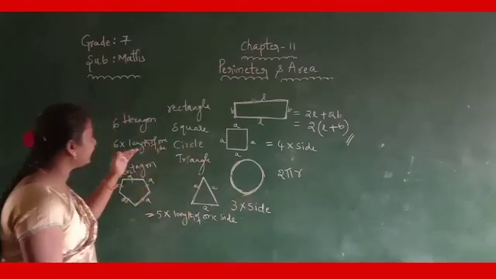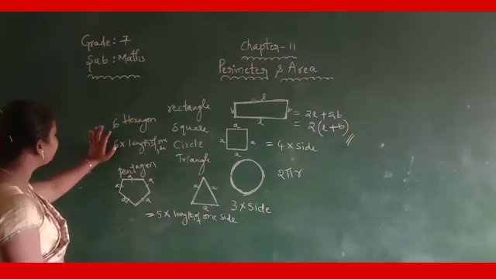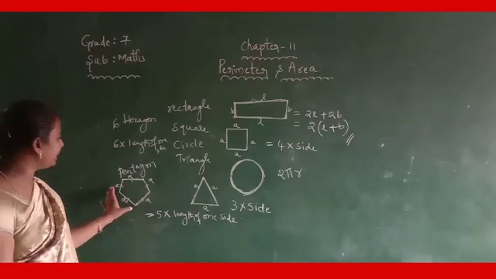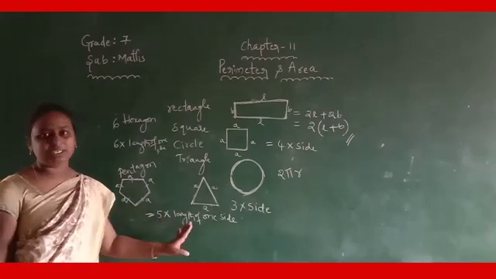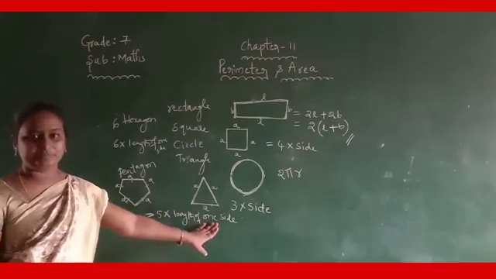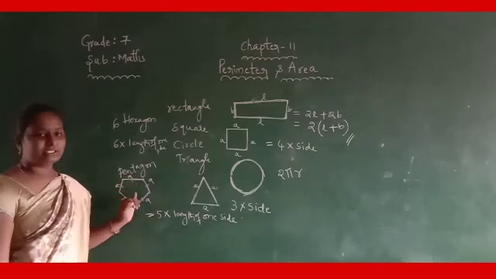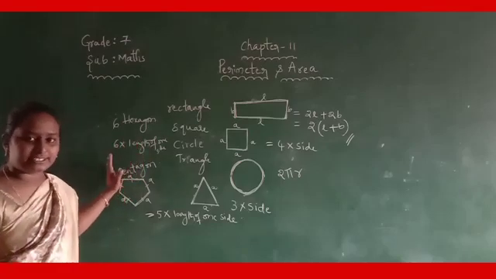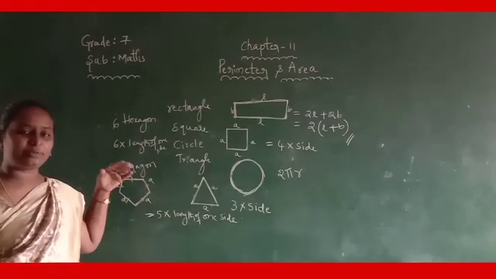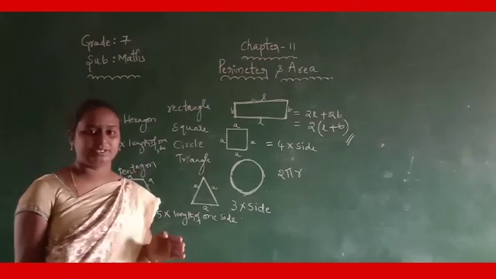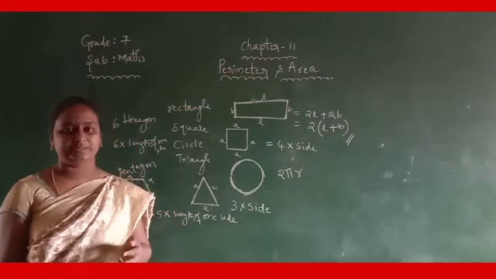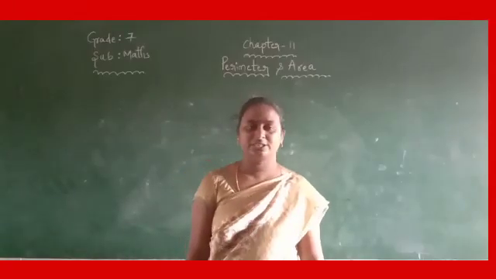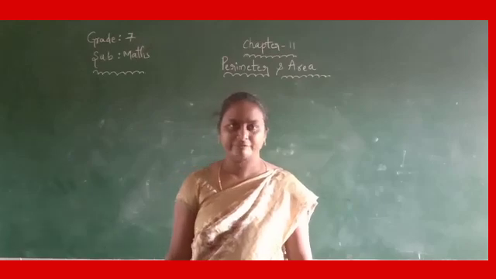If you take more than 4 or 5 sides, see, 5 sides we can call a pentagon. Then the perimeter of pentagon is 5 into the length of one side, so each side. What is the perimeter of hexagon? 6 into side. Heptagon means 7 into side. Octagon, 8 into side. This is the information about the perimeter. Up to now you have learned the perimeter of plane figures.